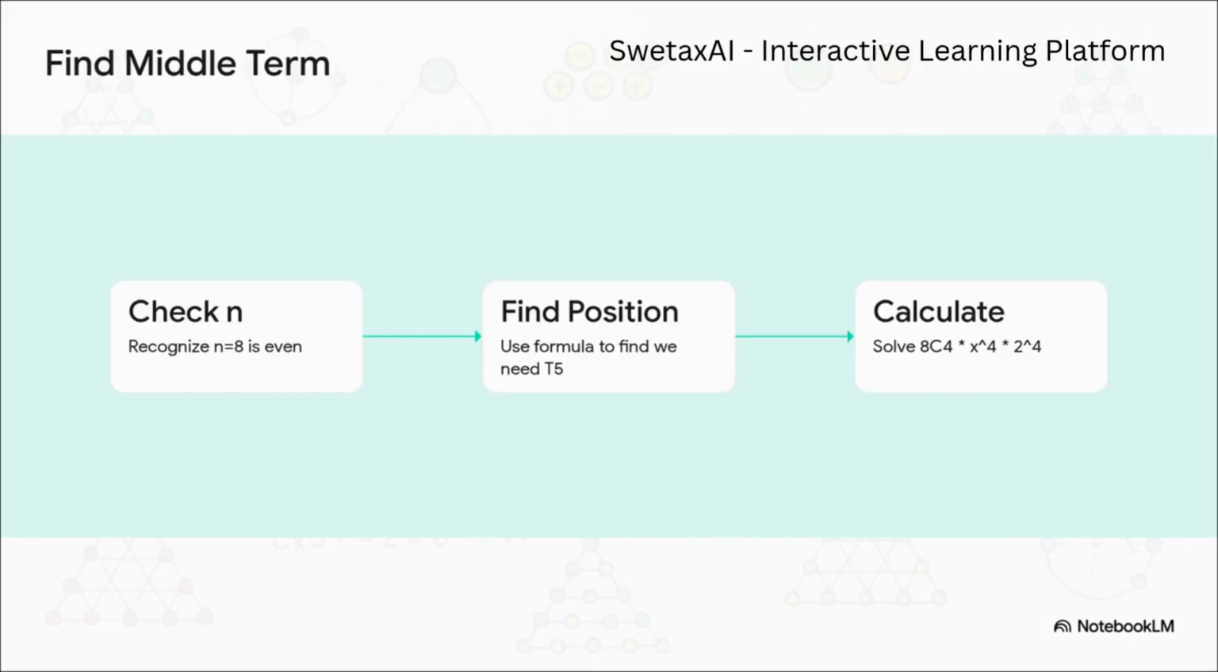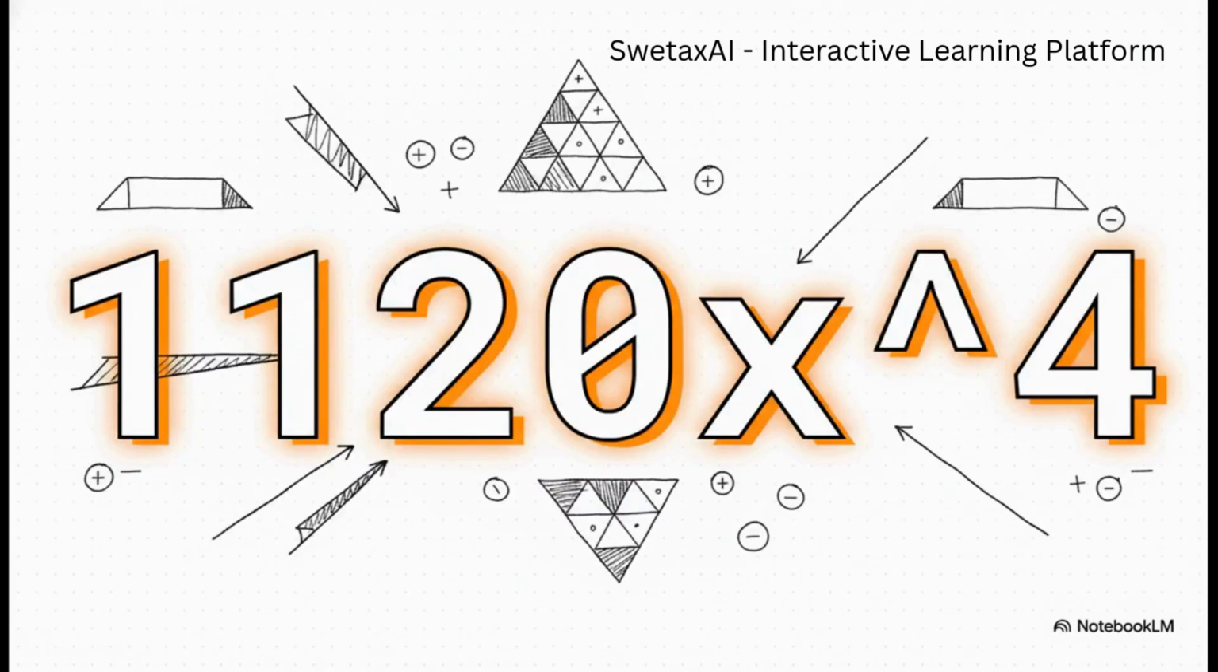Say we need the middle term of (x + 2), all to the power of 8. Well, 8 is even, right? That means 9 terms total, so just one middle term. To find its spot, take 8 divided by 2 plus 1, which gives us 5. We need the fifth term. So we just fire up our general formula with r equals 4. And it cleanly spits out our single middle term, 120x to the fourth. Honestly, using this shortcut is going to save you massive amounts of exam time.